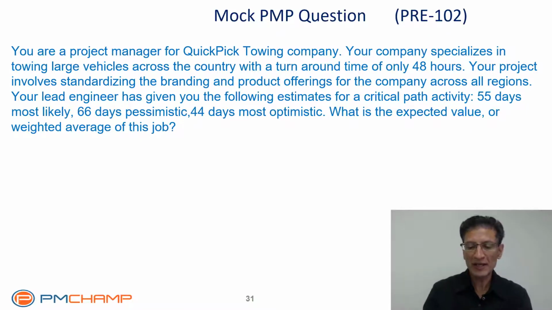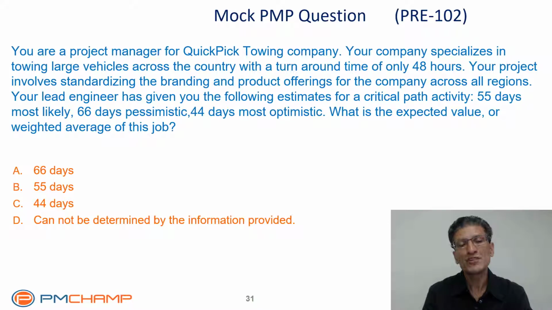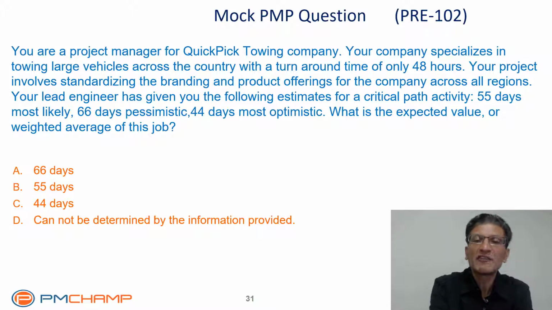The choices provided are 66 days, 55 days, 44 days, and option D, cannot be determined by the information provided here. So as you can see, this is a pretty long, verbose question. After you read the entire question, you realize that what your company does, what you do, is of no consequence. It is completely useless information.